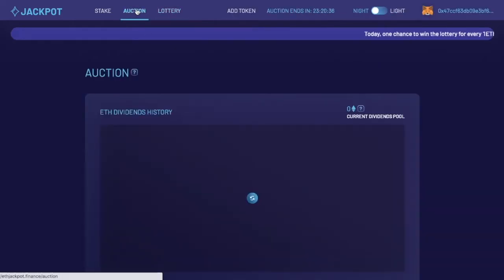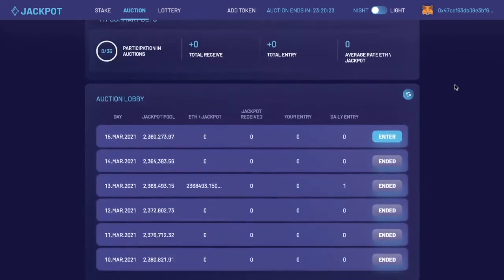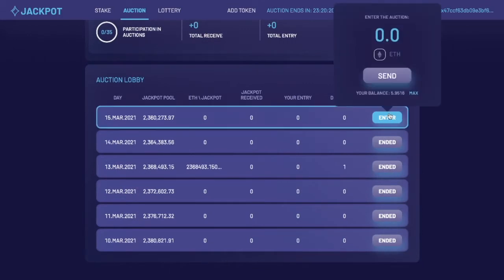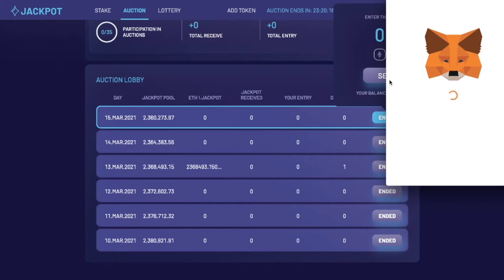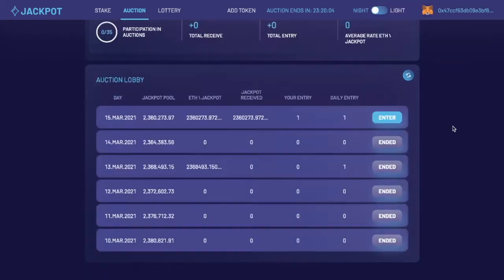and go over to the auction page. And so today, one chance to win the lottery for every one ETH you enter the auction in the first hour. So again, I have 20 minutes left to enter this auction, which we're gonna get in right now. Go ahead and enter our one ETH. Send. There we go. Easy peasy. And there we are. So I'm in here on the ETH one.